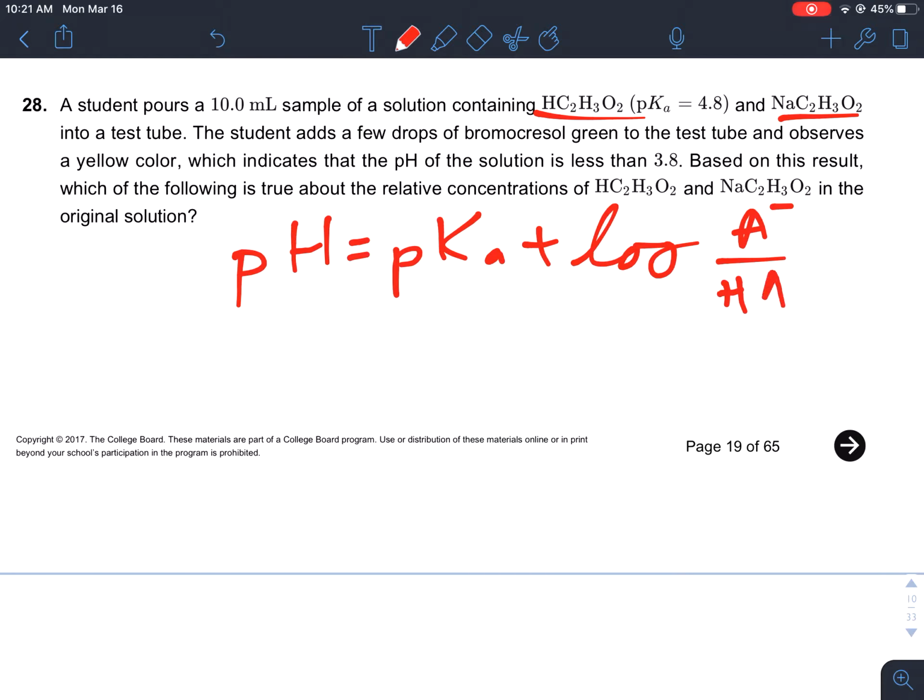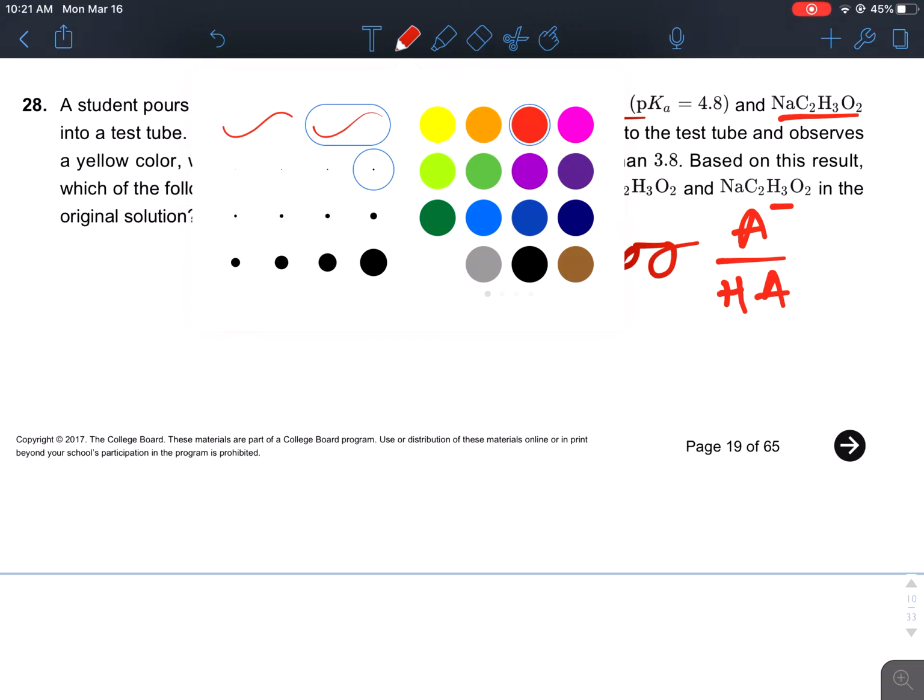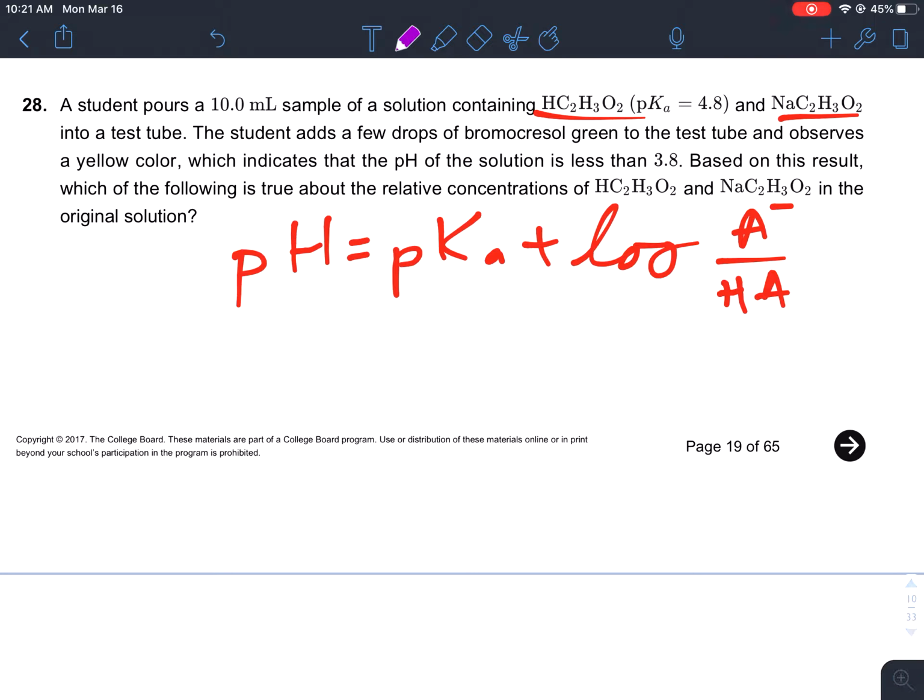Well, okay, let's go over this. Your pH is 3.8. Your pKa is 4.8. If your pH is equal to 3.8 and your pKa is 1 higher, that means this log term right here is equal to, let's say, -1. All right. So now we got to work in the reverse. Now this is where you got to be good at logs.